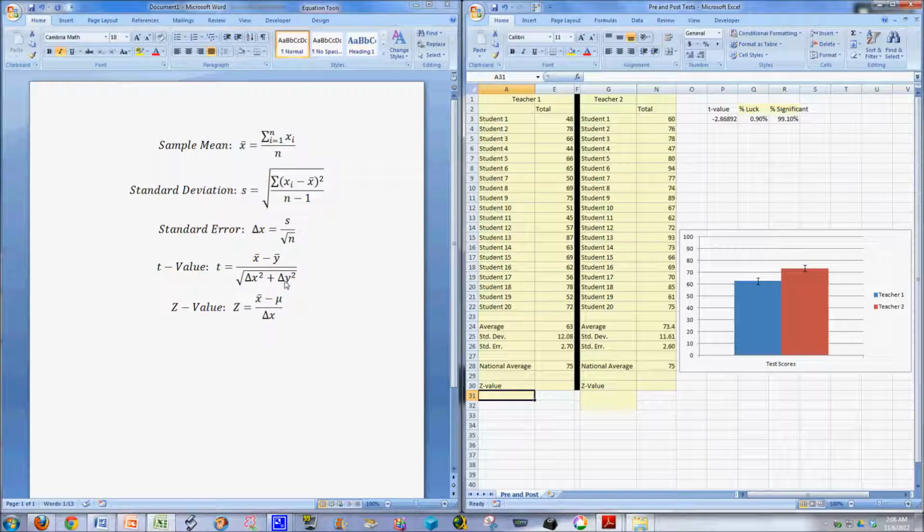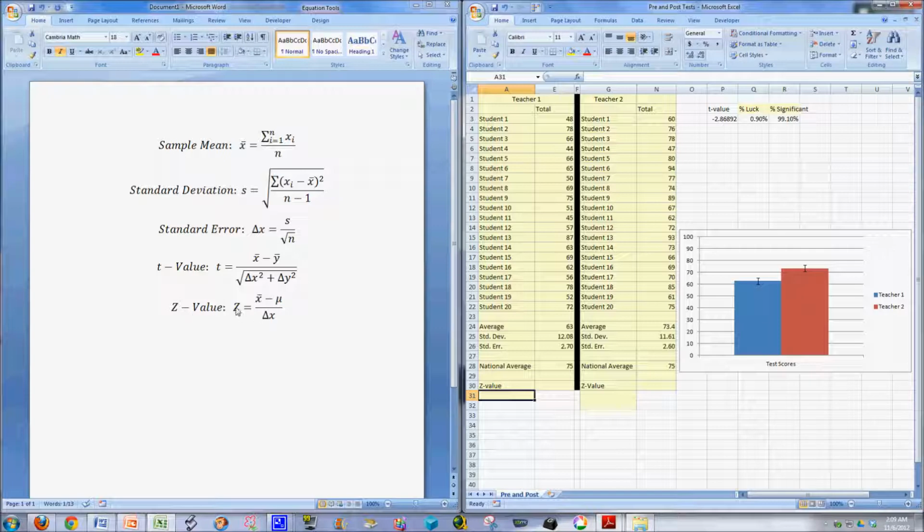And since now our national average's standard error is virtually 0, this t-value will then become the x bar, or average of our first teacher, minus the y bar, which is now our national average, over the square root of x bar's standard error squared plus something that is virtually 0. So that would just go to the square root of the standard error squared, which is just the standard error of our teacher.